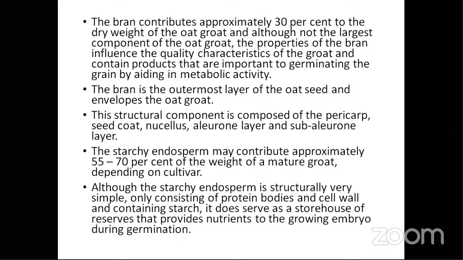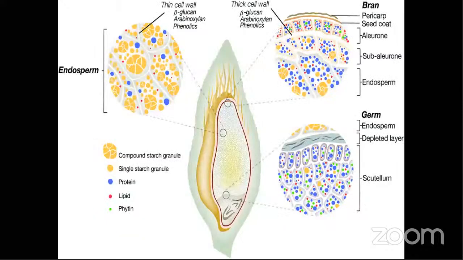It is the outermost layer. And within the bran layer, there is the oat groat. And thereafter, endosperm is there. Endosperm constitutes 55 to 70% of the weight. And this endosperm is rich in starch and consists of protein bodies. It also acts like a storehouse of reserve food for the growing embryo during the germination also. So this is the structure of the oat grain.